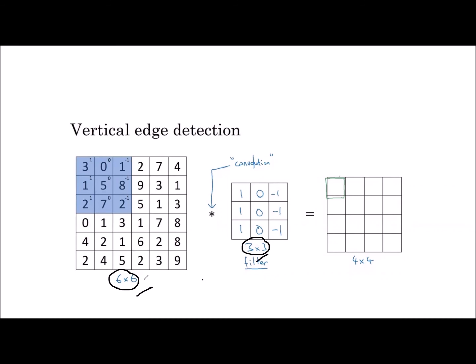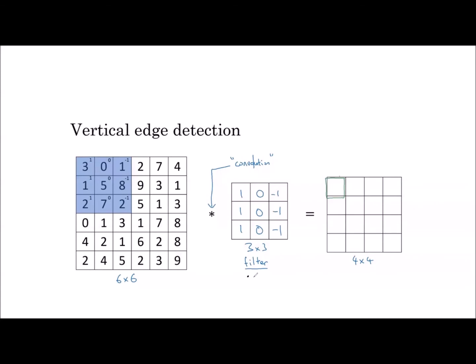If the input image size is n by n, and the filter is f by f, then the size of the feature map is given by n minus f plus 1 by n minus f plus 1. That means we are simply subtracting 3 from 6, and then adding 1: 6 minus 3 plus 1. This is nothing but 4 by 4, the feature map matrix size.